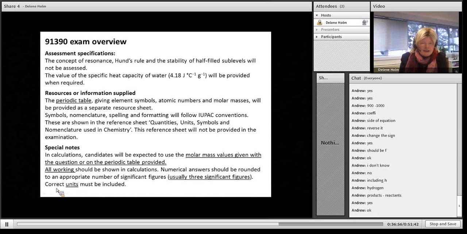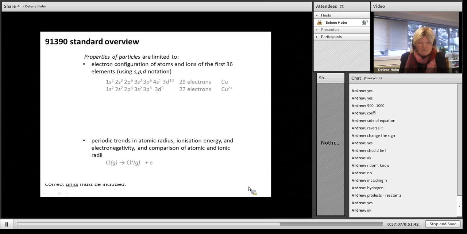Okay. And then for excellence, you need to have the correct units. If you don't have the units, you won't get excellence. I think you're allowed 1 slip up. Okay. Right, so this is now what's in the standard. So if you went to the NZQA site and you looked at the standard, this is what comes up. It says it's the properties of particles, and so you must be able to do electron configurations of atoms and ions for the first 36 elements with the spd notation.